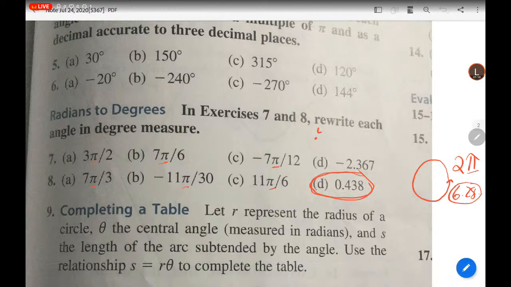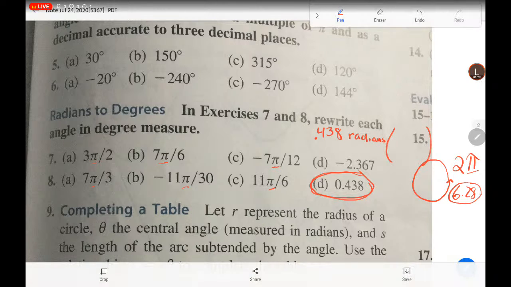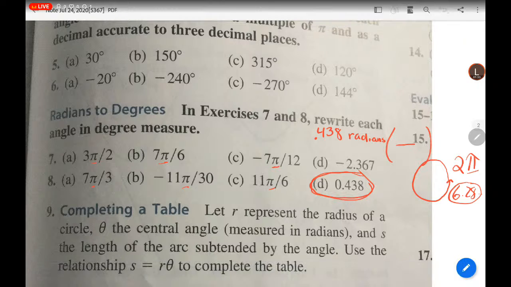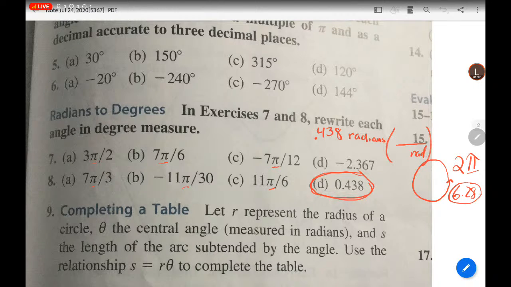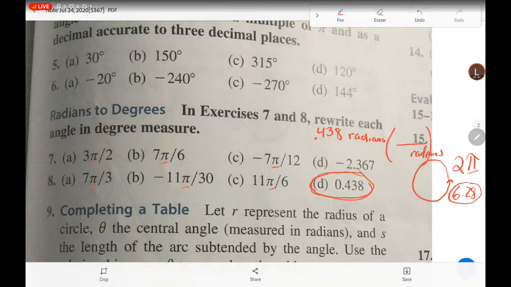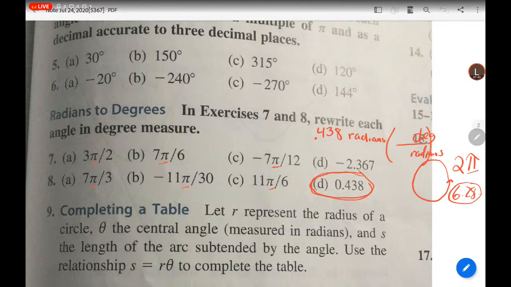We have 0.438 radians. I'm just going to show you how to do unit conversion. This is useful for a lot of problems. We have radians and we want degrees. So that means we got to multiply by something where the radians are in the denominator, because we want to get rid of radians, and degrees has to be in the numerator.